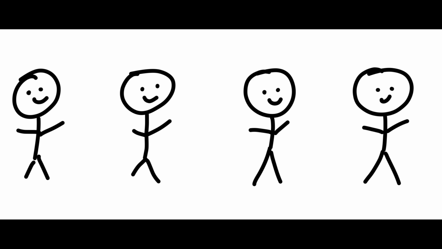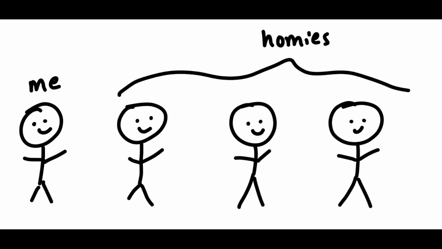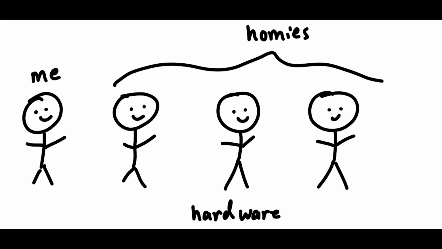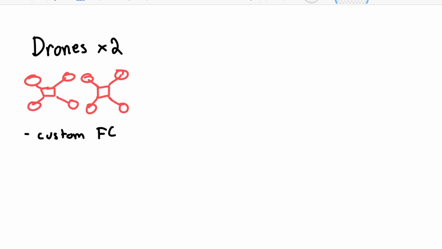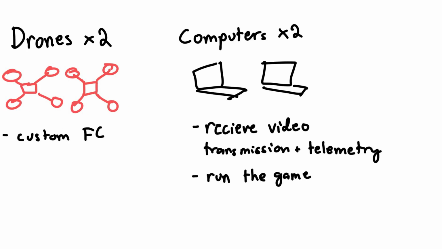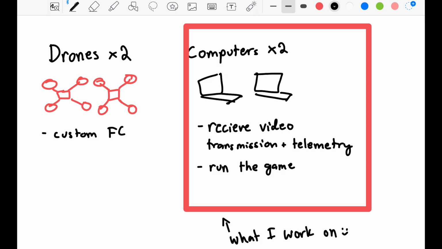The Fight Flight team consists of 4 people, me and 3 of my friends. For this project, my friends mainly work on the hardware, while I work on the software. Our project consists of 2 main parts. The first is the drones, which will have a custom flight controller, and the software, which will be run on 2 separate computers, one for each drone. The computers will receive the video transmission and telemetry and use it to make a cohesive game. Since I am mainly working on the software for this project, my work revolves around the second main aspect.